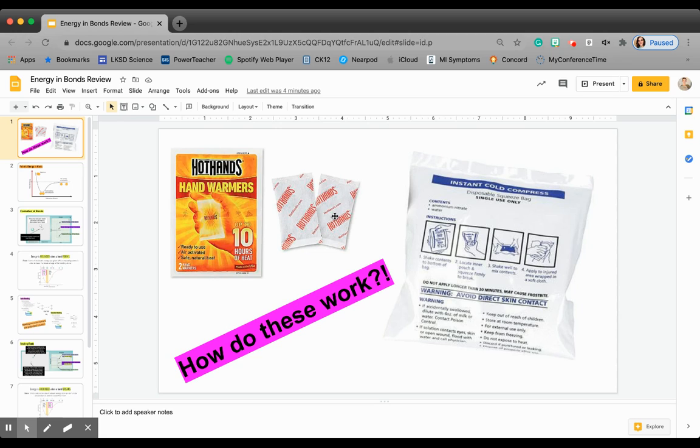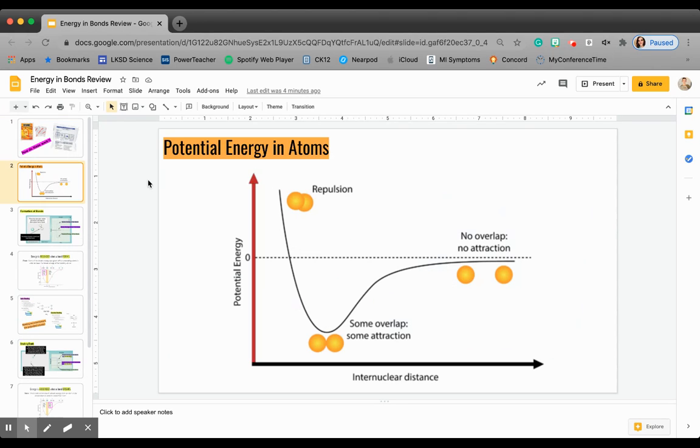But we're trying to answer the question: why? How does that actually happen? We started this entire investigation, and today is the day that we will be able to answer that question. How do those work? But that investigation started with looking at potential energy in atoms.